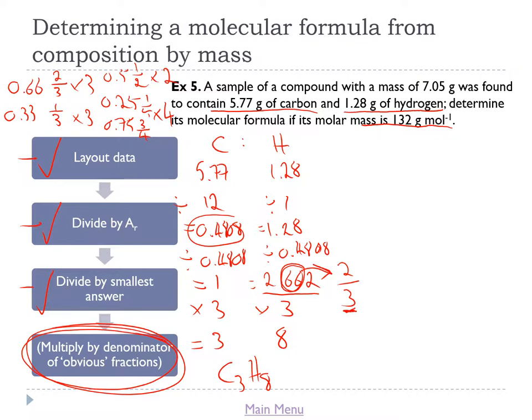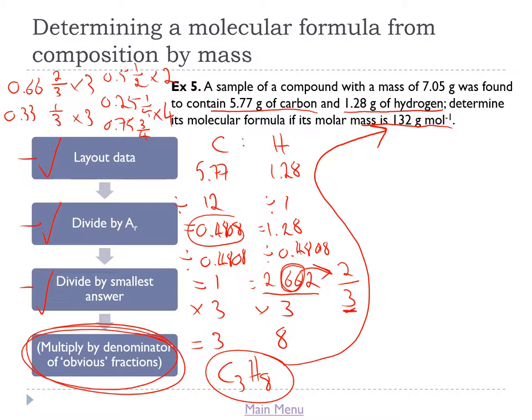Now, we've got our empirical formula, but we are not finished because we need to find out the molecular formula. To do that, we really need to see how many times our empirical formula fits into the molar mass, and that will give us our molecular formula. So to do that, we need to find the relative formula mass of C3H8.